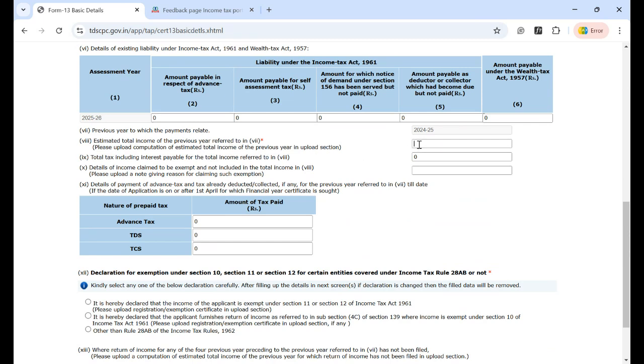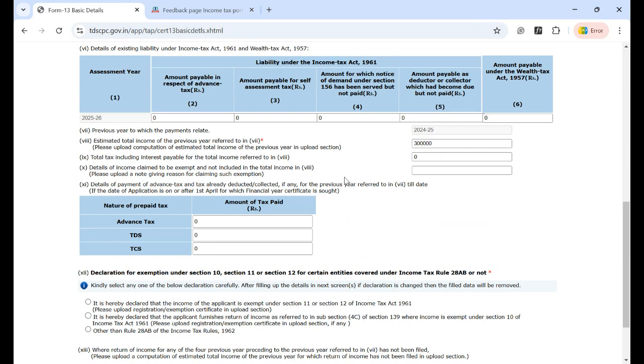My estimated income is say only 3 lakh, so I need to provide this. Total tax on this would be 0. Or it may be that my income is 6 lakh or 8 lakh, then my TDS, my amount of tax, is required to be given.